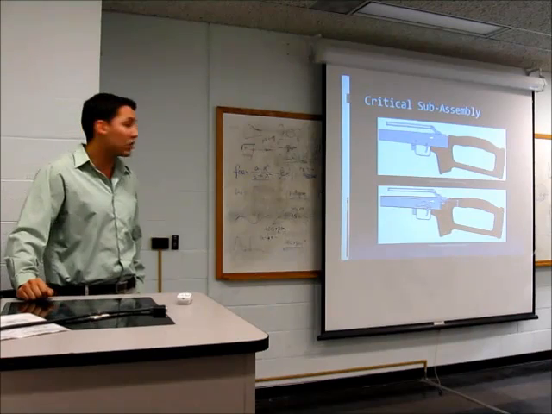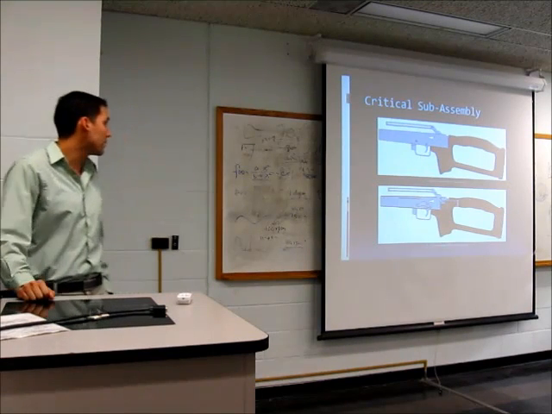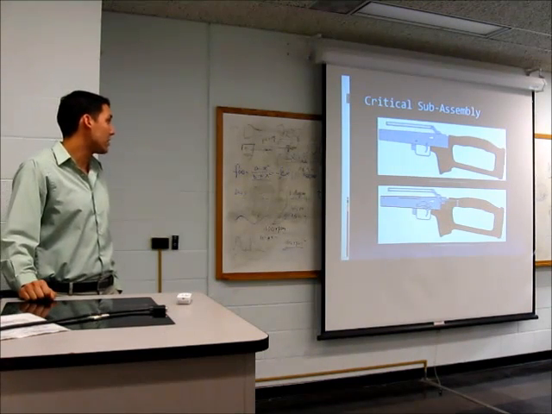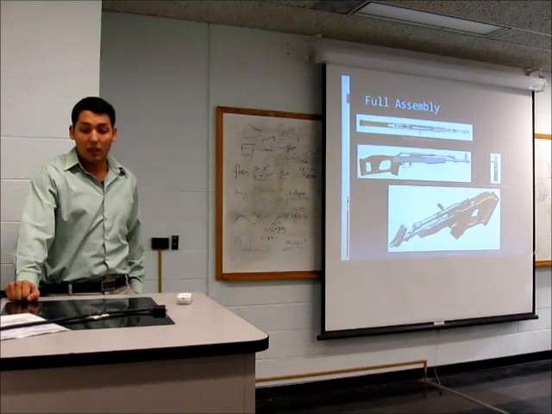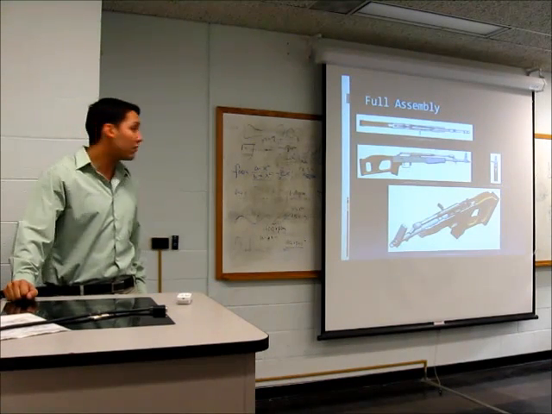Here's a little bit of an exploded view of the critical assembly. This is how the receiver itself is mounted to the buttstock. Here's a full assembly of what I did. I omitted a few components.